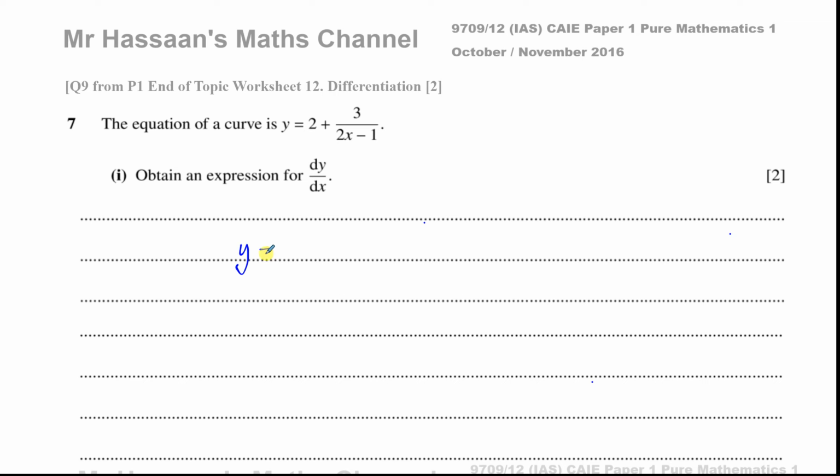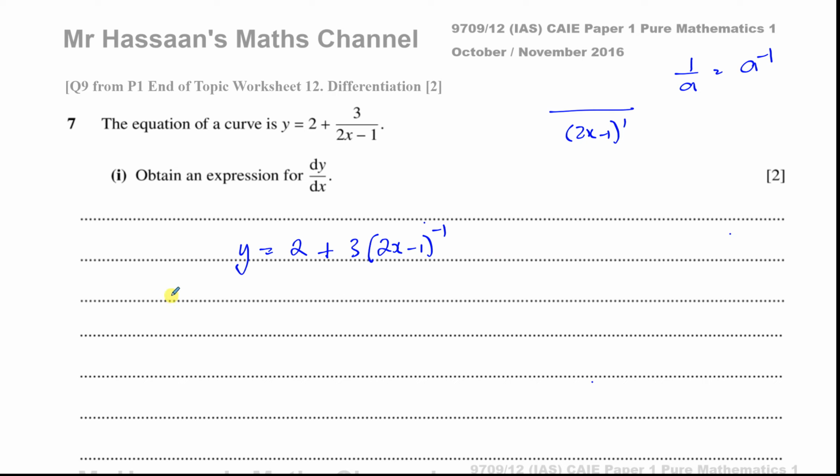I'm going to write this fraction with the x term on top as follows. I'll write this as 3 times 2x minus 1 to the power of negative 1. Because at the moment it's 2x minus 1 to the power of 1. When you want to write it in the numerator, you change the sign of the power to negative 1. Just like if you had 1 over a, that's going to be a to the power of negative 1.